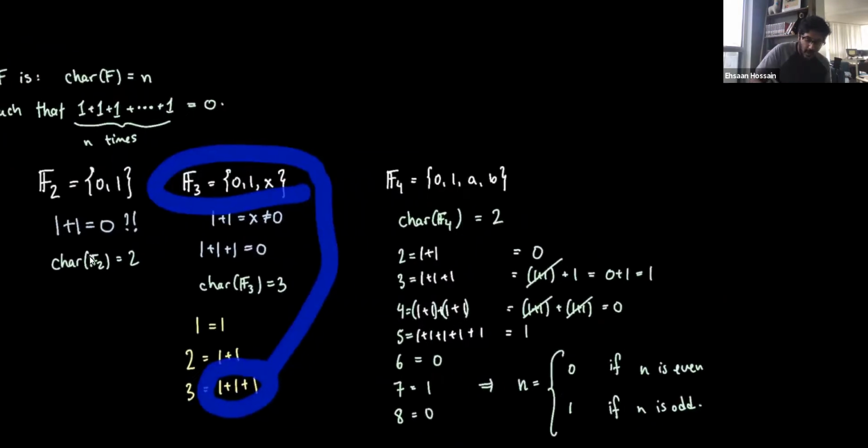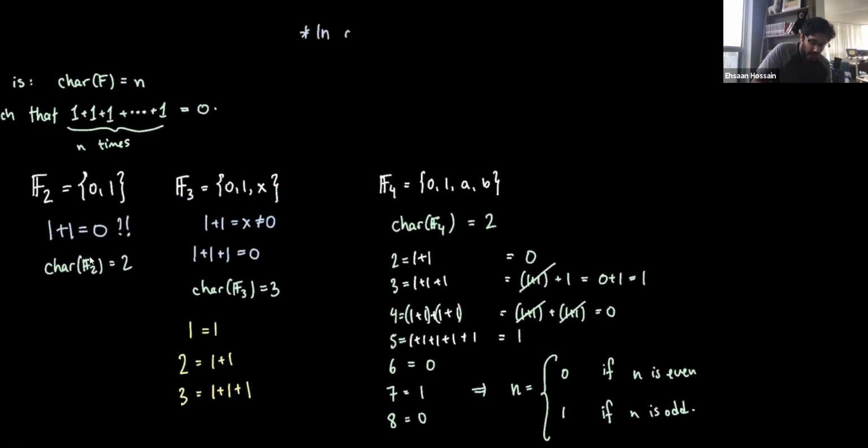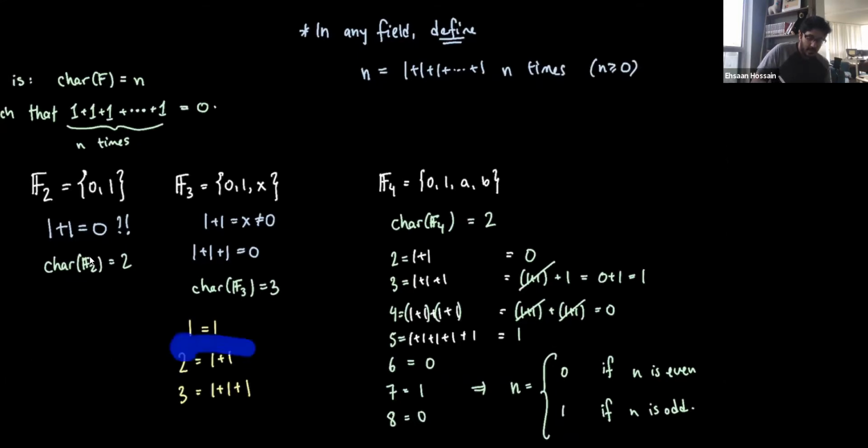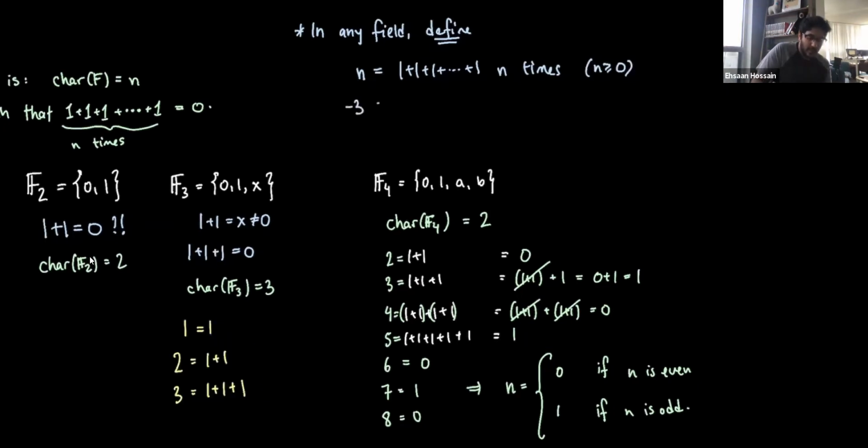You can always define in any field F, you define n to be 1 plus 1 plus 1, n times, if n is non-negative. So for example, 2 is 1 plus 1, 3 is 1 plus 1 plus 1. How about negative 3? What would I define negative 3 to be?